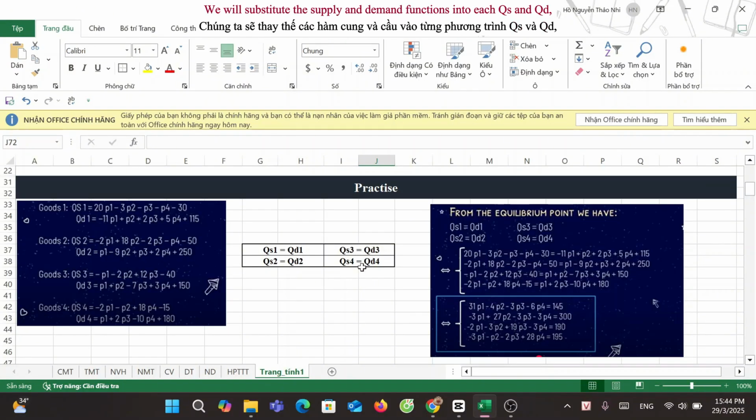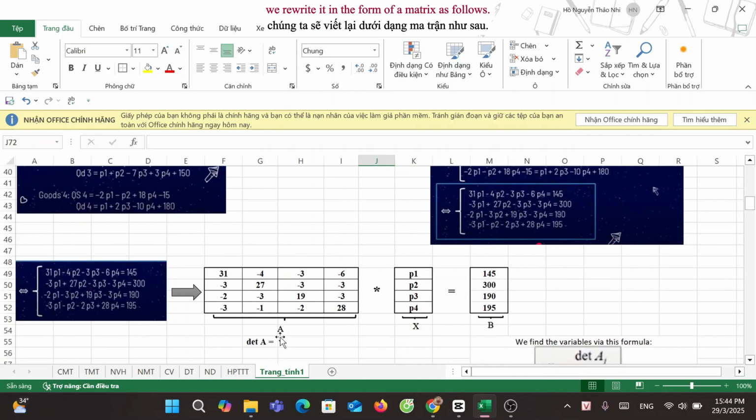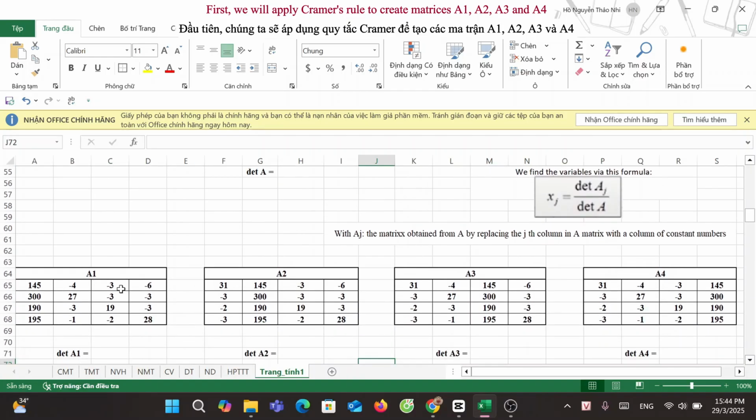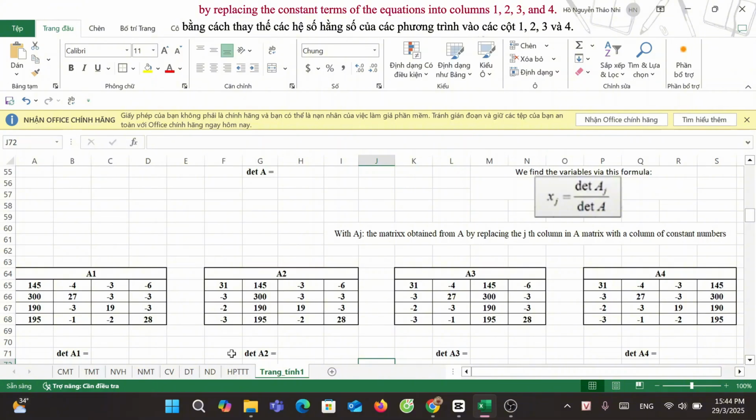We will substitute the supply and demand functions into each QS and QD, then convert them into a system of equations. From the final system of equations in this slide, we will write it in matrix form as follows. First, we will apply Cramer's rule to create matrices A1, A2, A3, and A4 by replacing the constant terms of the equations into columns 1, 2, 3, and 4.